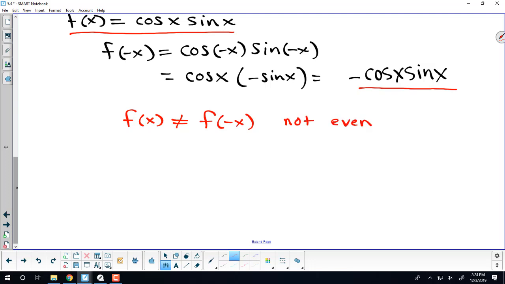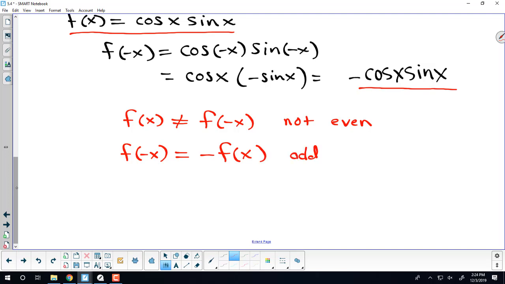Now, functions aren't like numbers in this sense. If you've got a number, it's either even or odd. But functions could be even, odd, or neither. So just because you say a function's not even doesn't necessarily make it odd. But what we do have is f of negative x, and if f of negative x is the same thing as the opposite of f of x, then the function's odd.